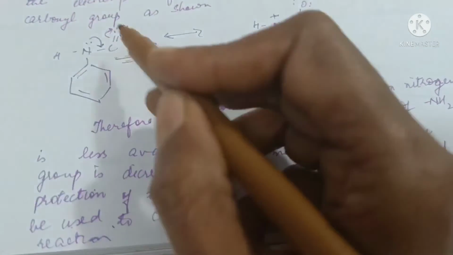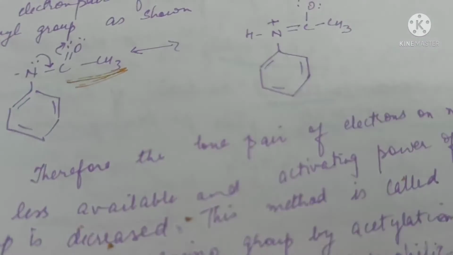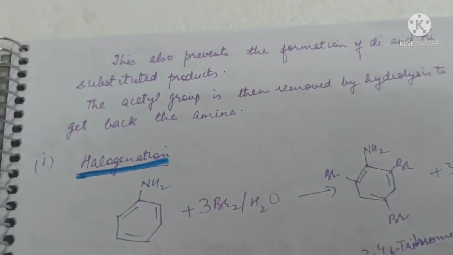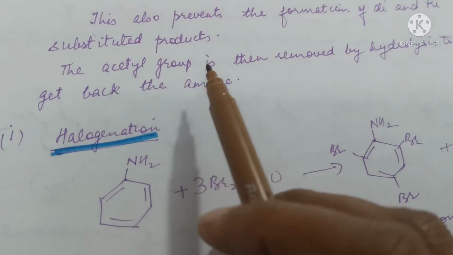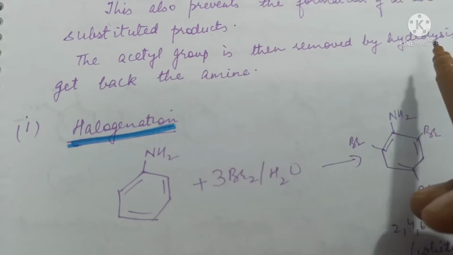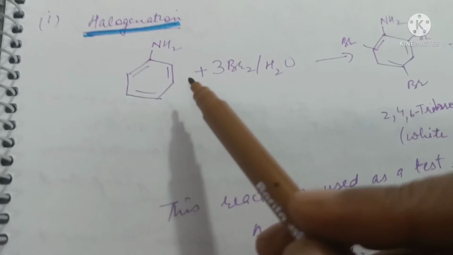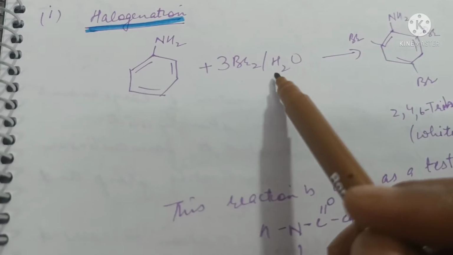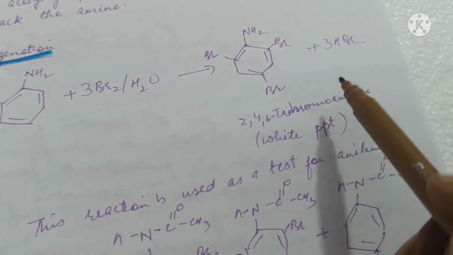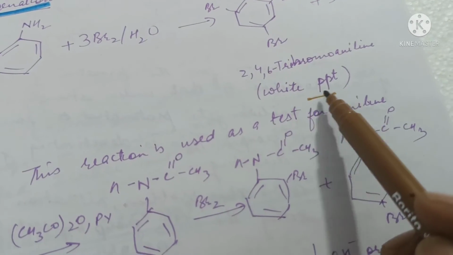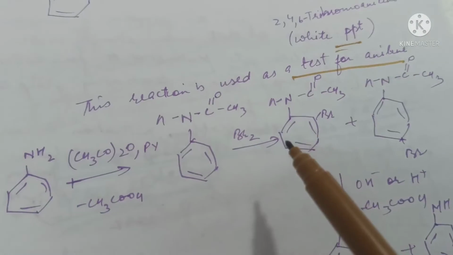This is called protection of the amine group by acetylation and can be used to control the rate of electrophilic substitution reaction. So it will prevent the formation of di and tri substituted products. Later on, we can remove the acetyl group by hydrolysis. So halogenation: when bromine water is added to aniline, 2,4,6-tribromoaniline is formed. White precipitates of tribromoaniline are formed. So this reaction is used as a test for aniline.